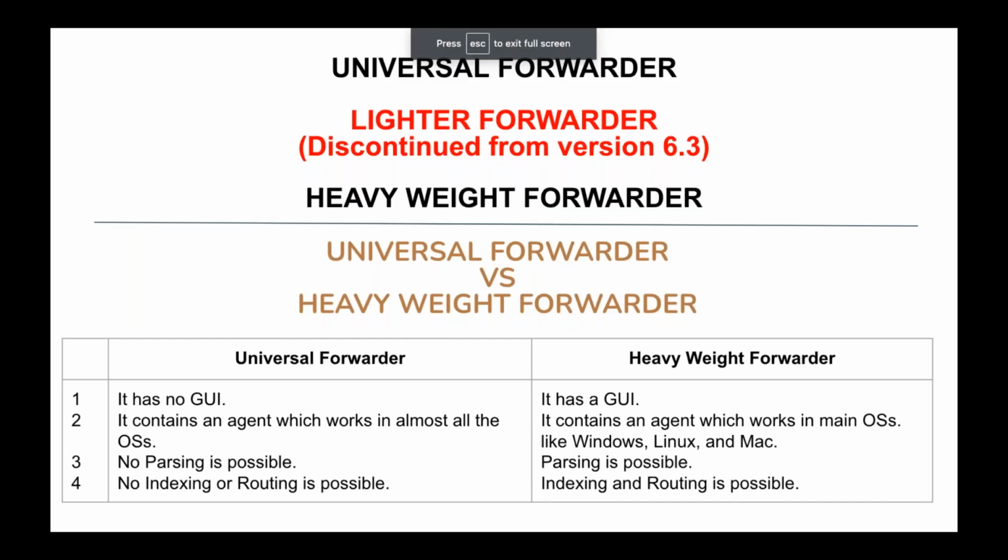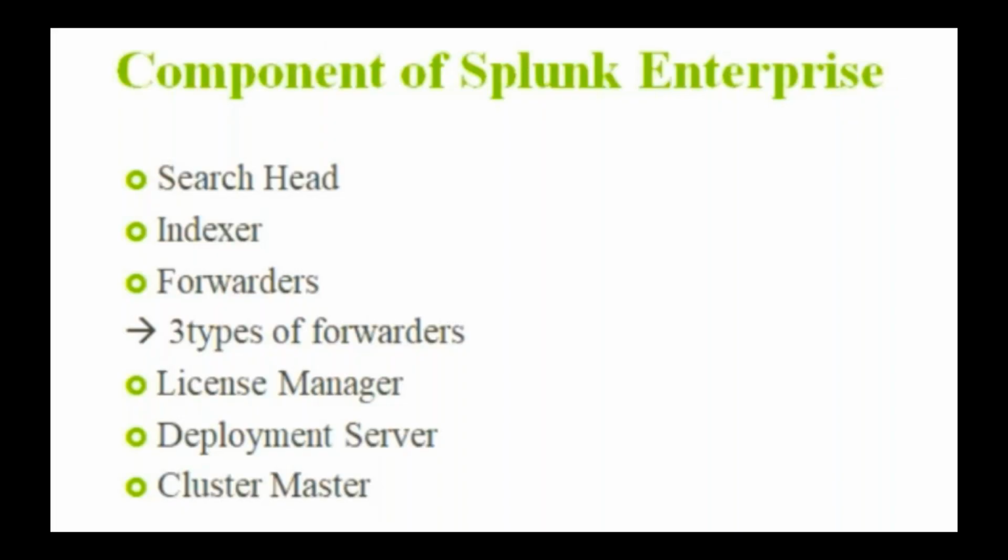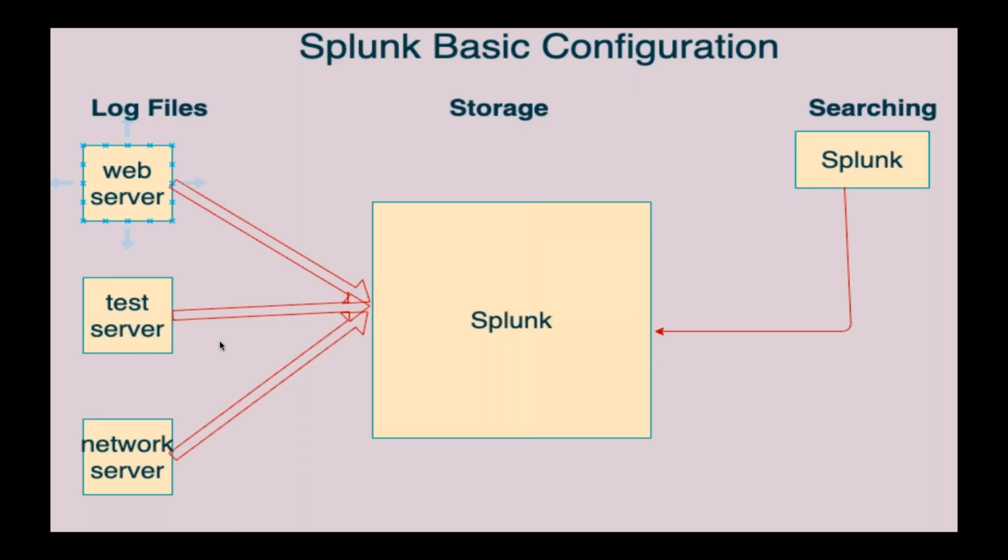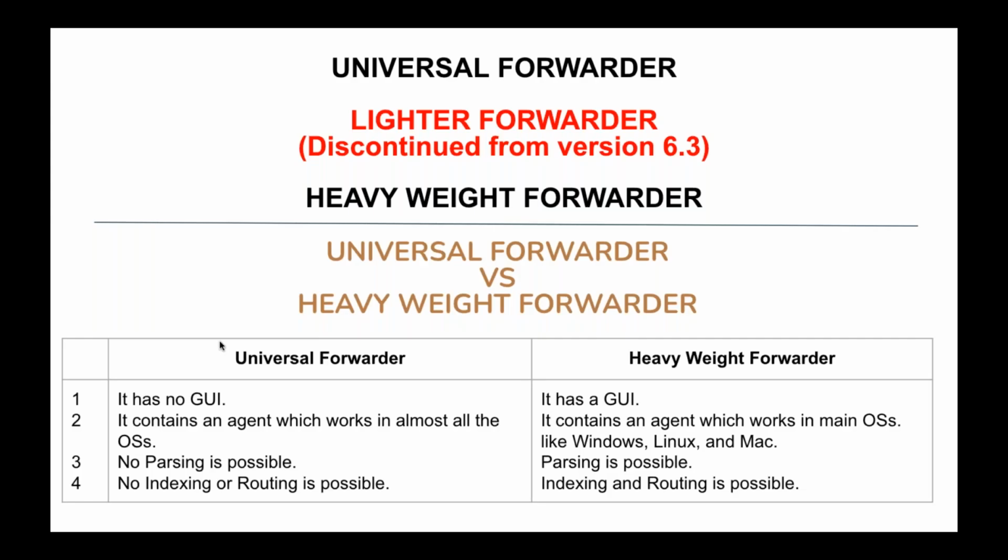So in Splunk, as you have seen in the previous screen, there will be three types of forwarders, right? So what are those three types? They are the universal forwarder, lighter forwarder, and heavyweight forwarder.